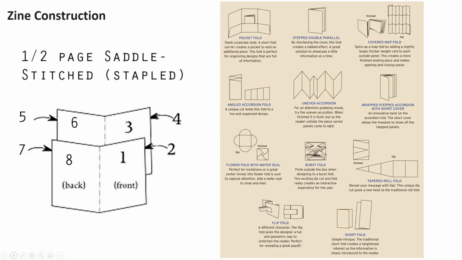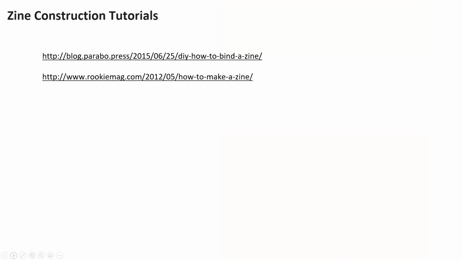We've got a pocket fold zine, we've got accordion zines, saddle stitch. So there is the possibility of going in with a needle and thread and stitching it together like a more traditional book. You can staple your zine. Different folding techniques are all covered here. And again, those will be reposted under discussion board 2. And then some tutorials will be available to you as well.